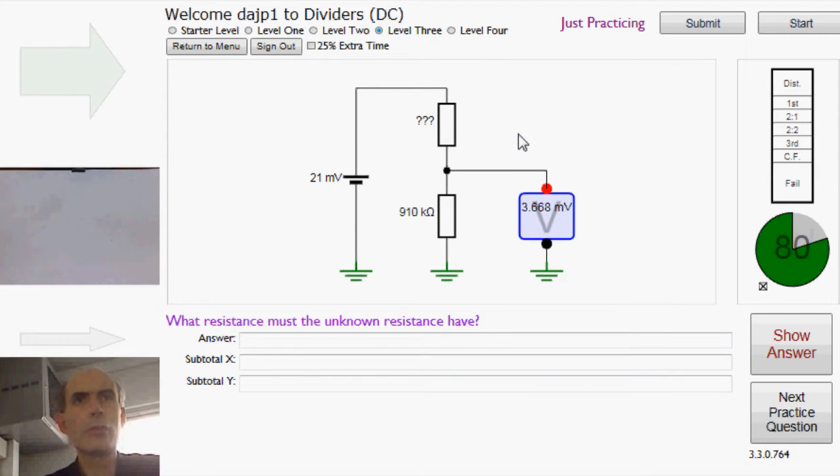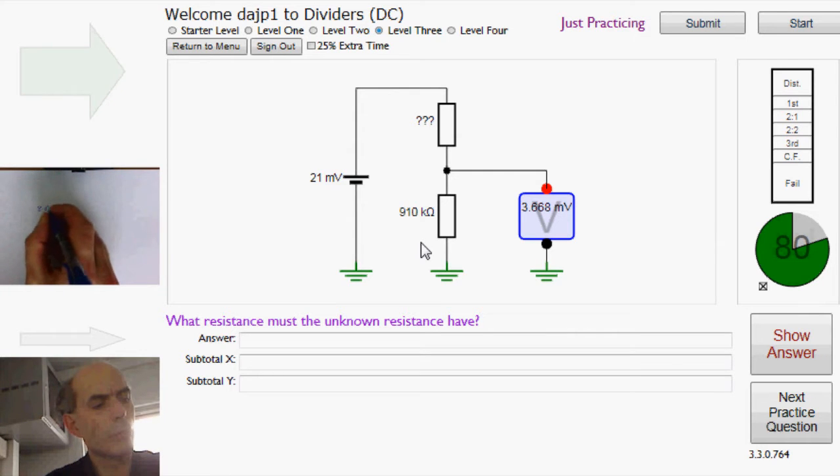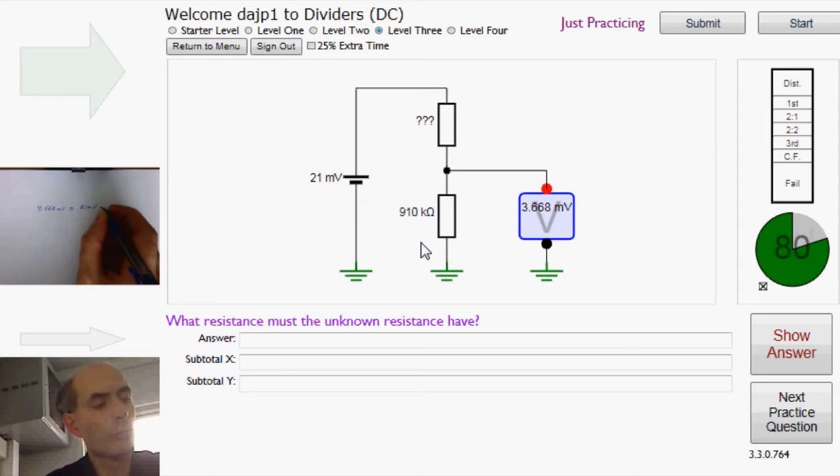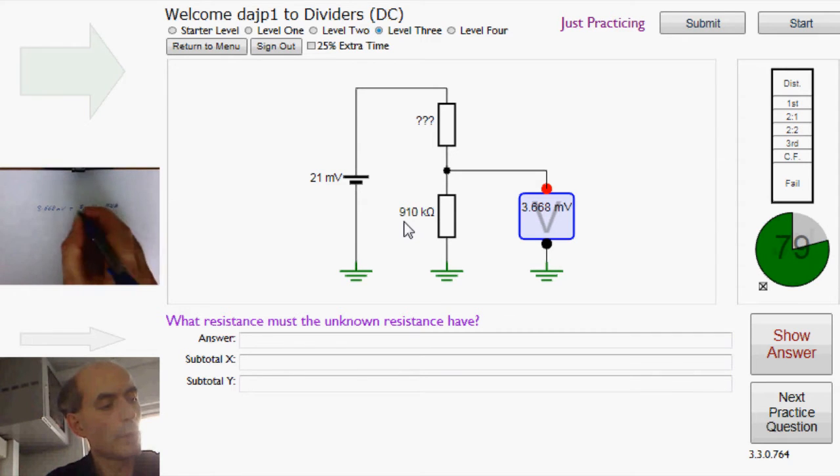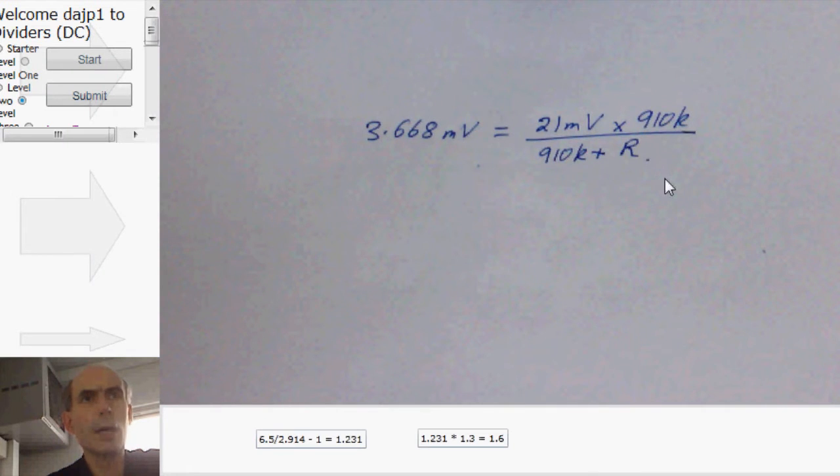Okay, that's quite a straightforward one. We've got 21 millivolts here as our V in, we've got 3.668 millivolts as our V out. So applying the standard potential divider equation, we've got V out, which is 3.668 millivolts, equals V in, which is 21 millivolts, multiplied by the resistance that we're measuring the voltage across, which is 910k, divided by the total resistance, which is 910k plus this unknown resistor that I will call R. So that is the equation that I'm trying to solve for R.